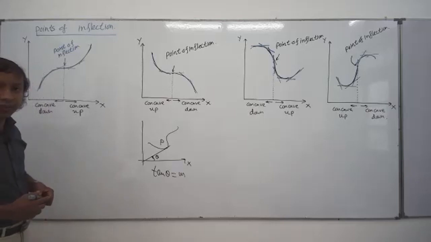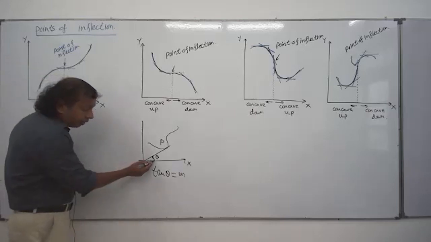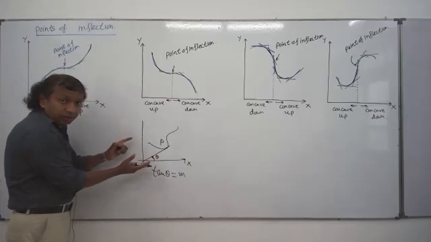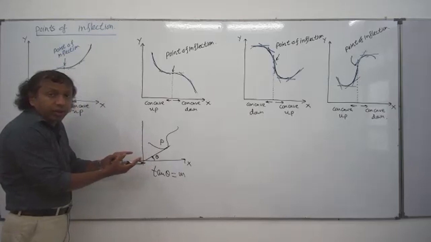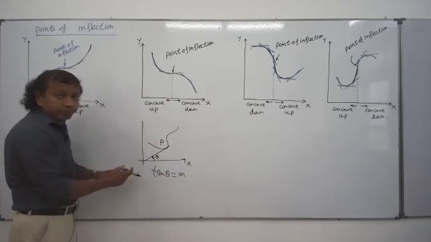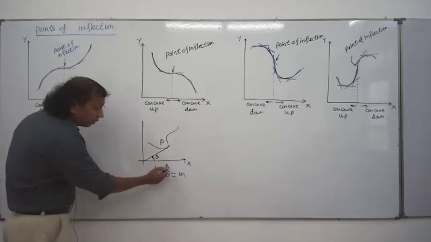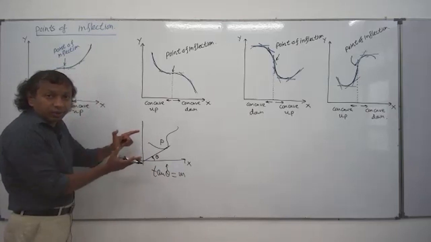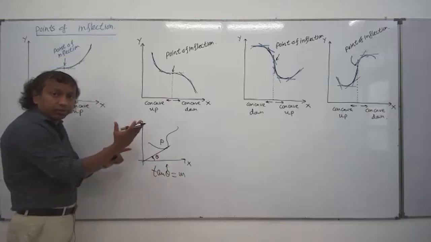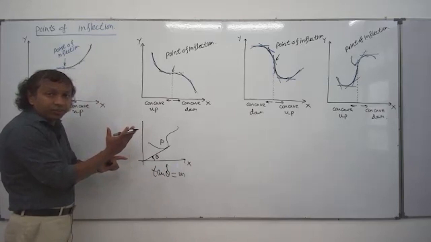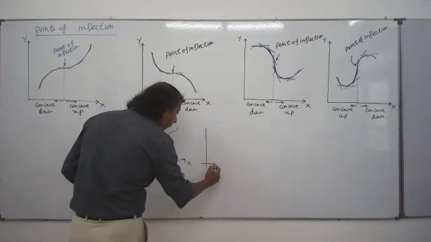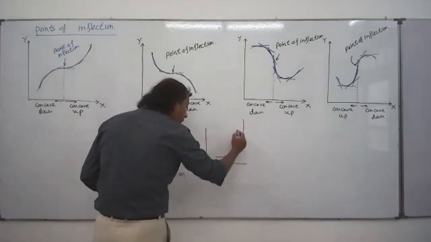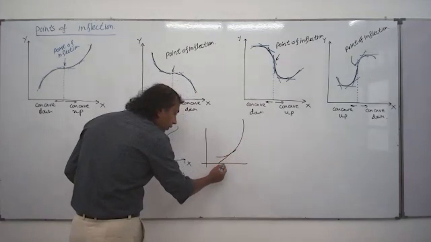Now you can very clearly understand, as this angle theta increases until 90, then theta is an acute angle, no? Then tan theta is positive. As theta increases, you can see the gradient increases. That means gradient means dy by dx. Understood?